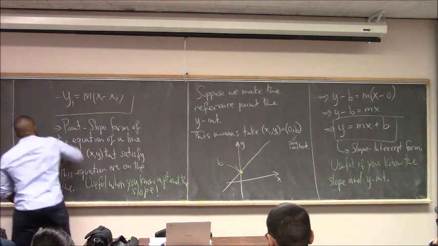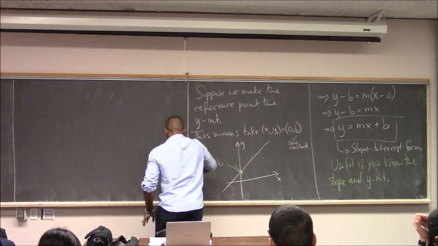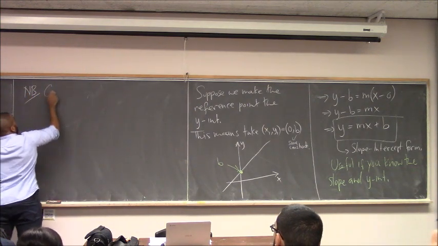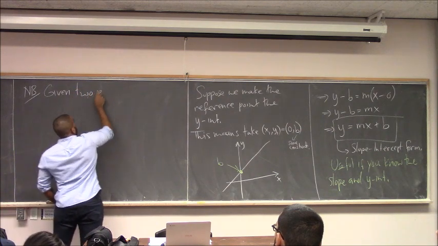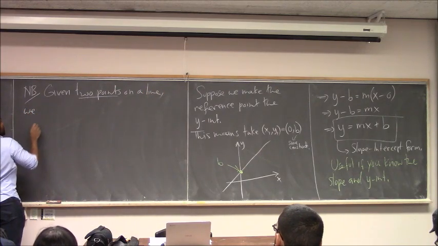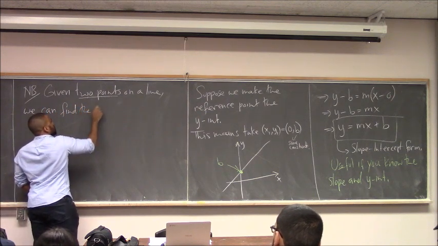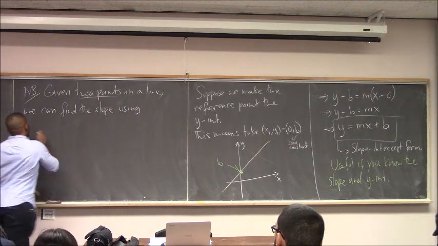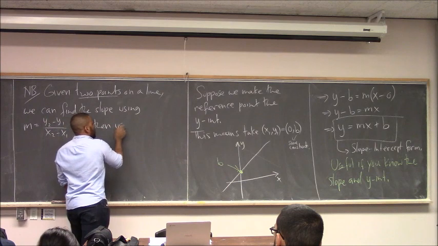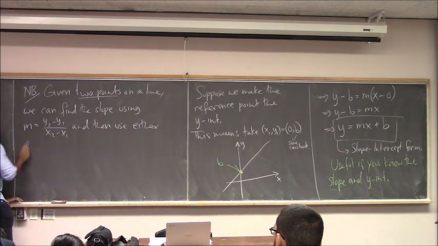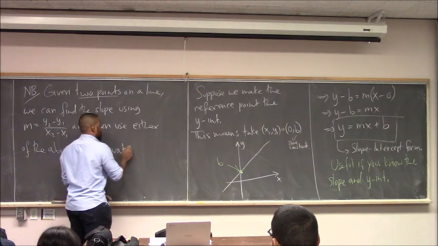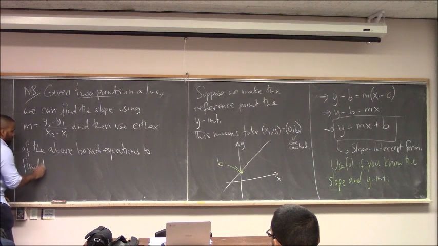Let's mention something else. Another note: given two points on a line, we can find the slope using m equals y2 minus y1 over x2 minus x1, and then use either of the above boxed equations to find the equation of the line.